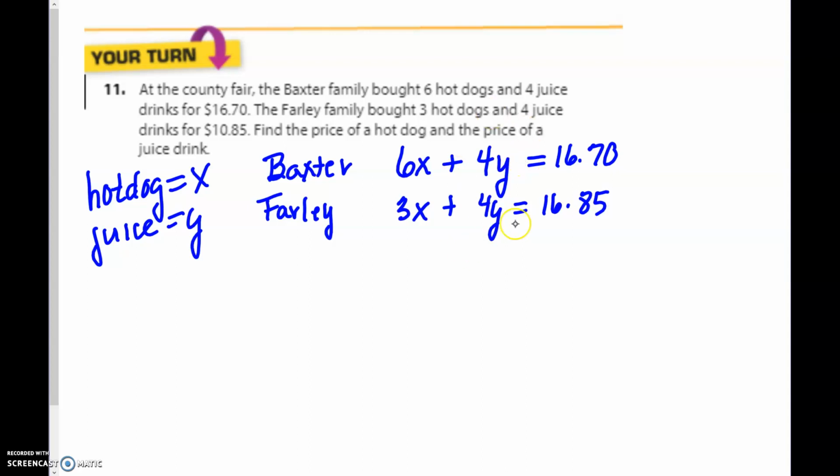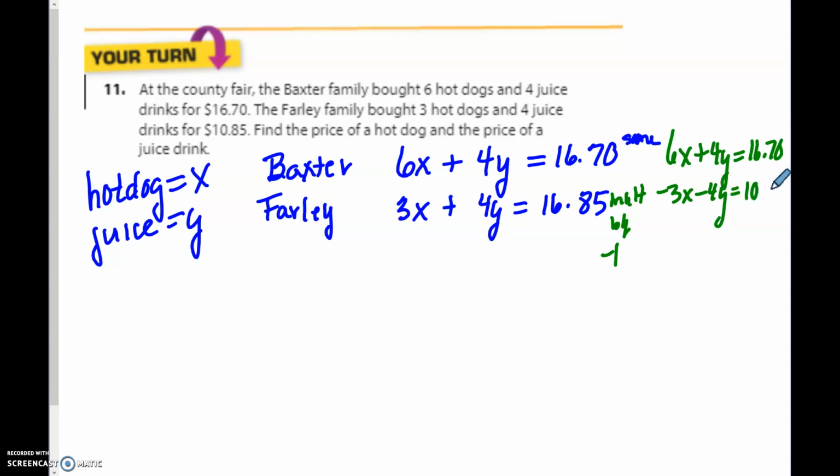All right, we want to find out how much one hot dog was and how much one juice is. And if you look up here, the juices are pretty close. I'm going to keep this top equation the same. So what do we have? 6x plus 4y equals 16.70. Okay, I'm going to multiply this one by negative 1 because I want this to be a minus 4y. And then, oops, I think I copied the wrong number. That's supposed to be $10.85.